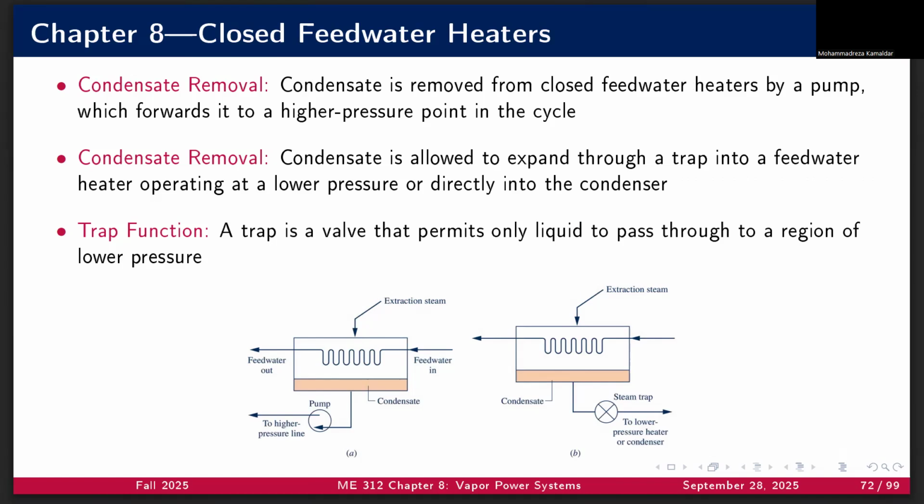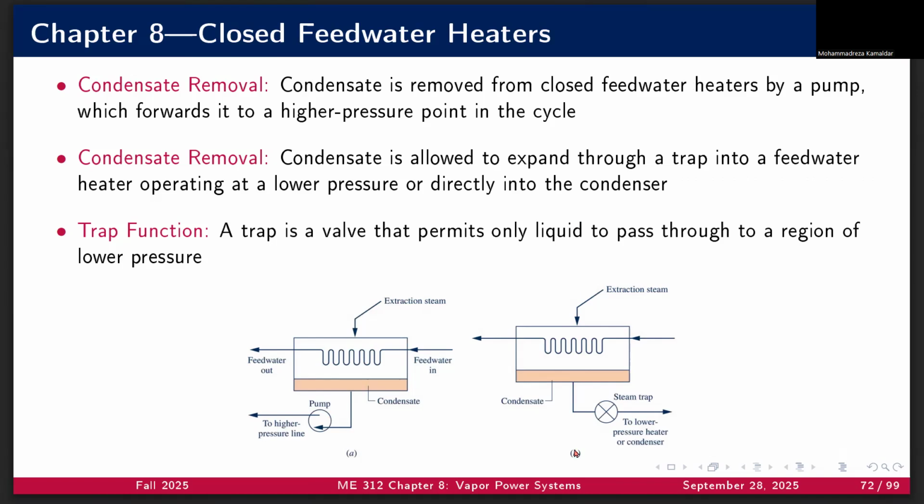As I said, the first method is pump forwarding, in which we use a small pump that increases the condensate pressure and then forwards it to a high pressure point in the cycle. Typically, this point is the main feed water line after the closed heater, or sometimes another component operating at a higher pressure. This method is advantageous because it recovers the energy and high purity water at an elevated pressure, which minimizes the pumping work required by the main boiler feed pump later in the cycle.